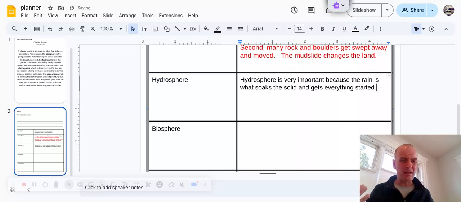Okay? Do you see what I'm doing here? I'm either saying what this sphere is doing or what's happening to this sphere, and I'm explaining myself. So you're going to do this.